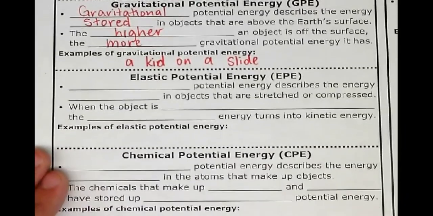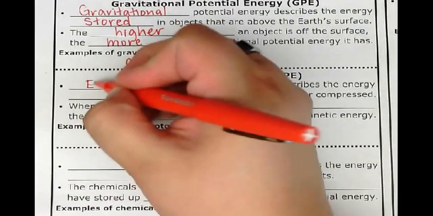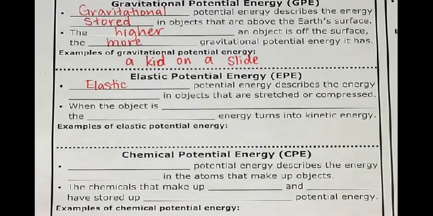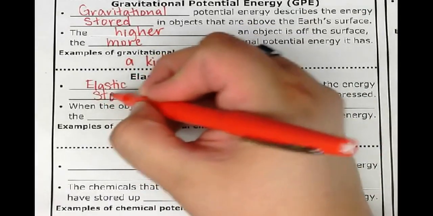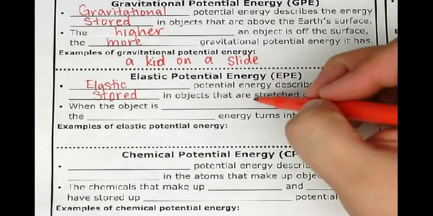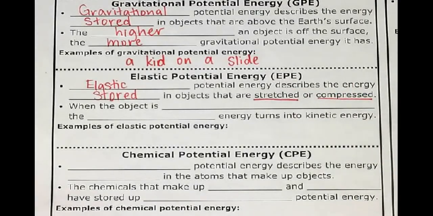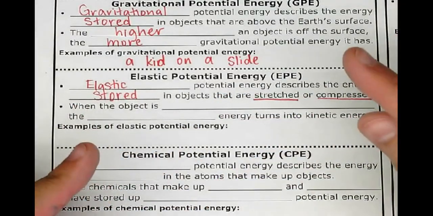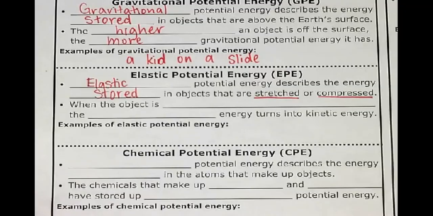Sliding down to elastic, EPE. Elastic potential energy describes the energy stored in objects that are stretched, I'm going to underline that, or compressed. It can be either way. It can be a rubber band, like you're pulling it, or it could be a spring, like in your pen when you push it. Either way, elastic, it's the same thing.